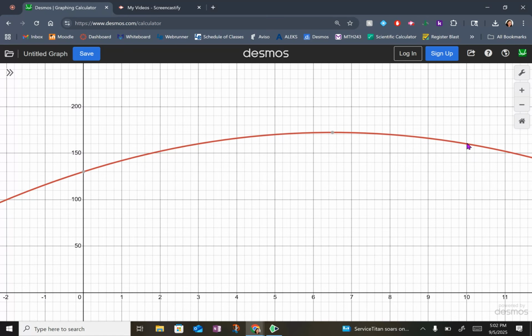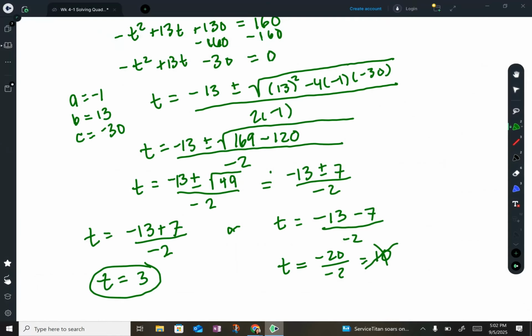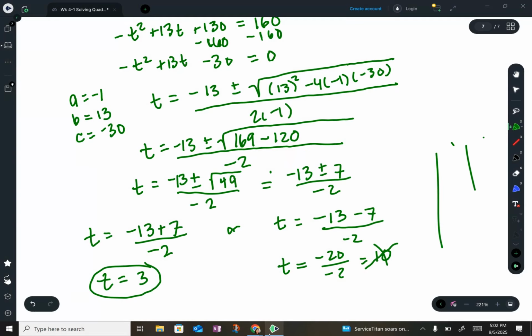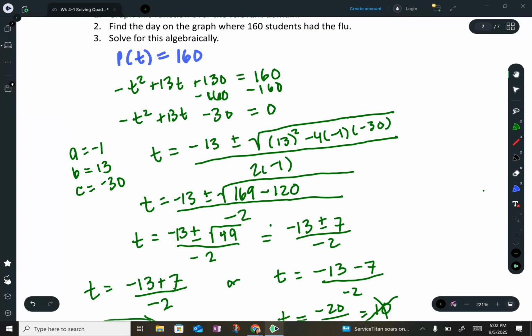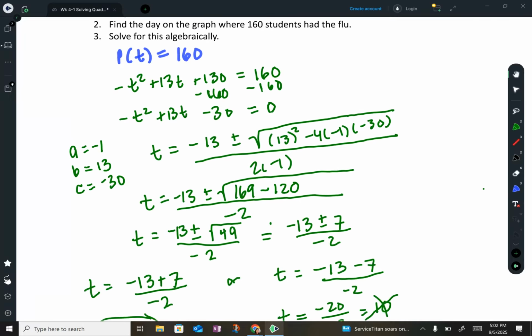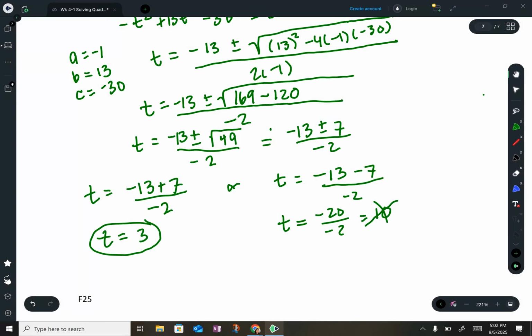But this story problem really was only defined from t equals 1 to 6. So we're going to pick the t equals 3 answer. All right, this was a review of the quadratic formula.